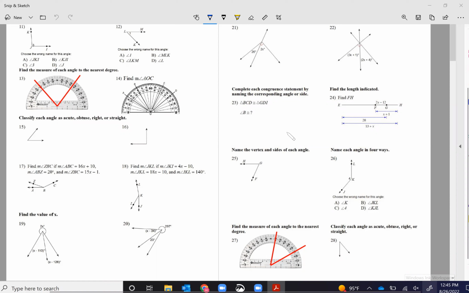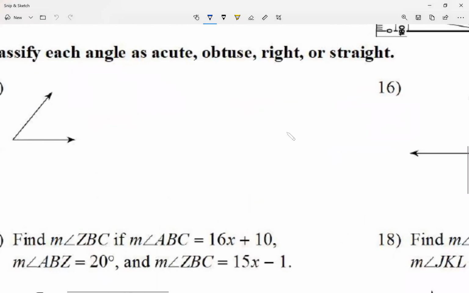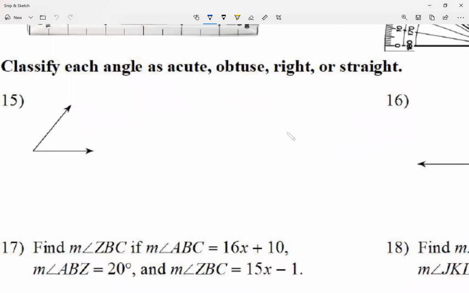All right, for today, we're going to be working questions 15 through 22 on our notes. Okay, so 15 and 16, I'm asking about naming an angle. It's either acute, obtuse, right, or straight. Now, we learned yesterday how to measure an angle, right? We use a protractor.